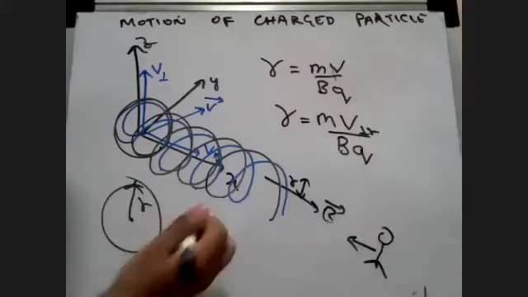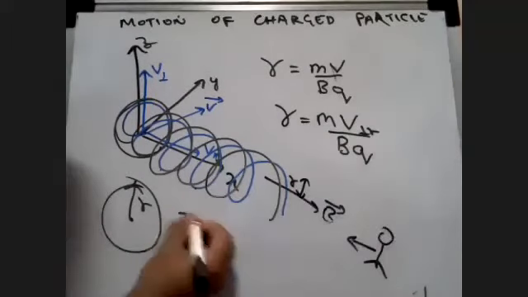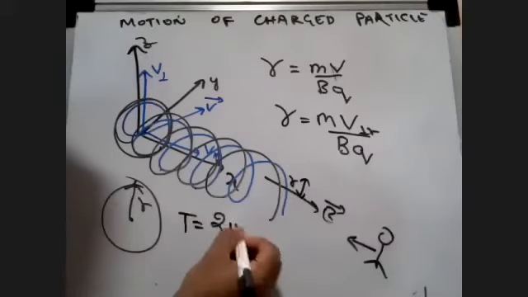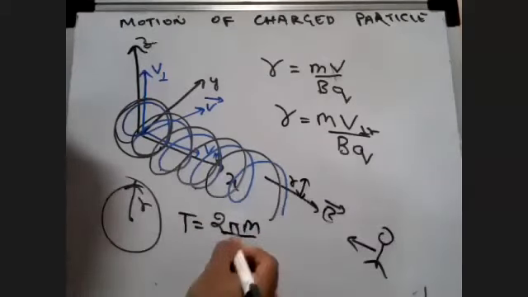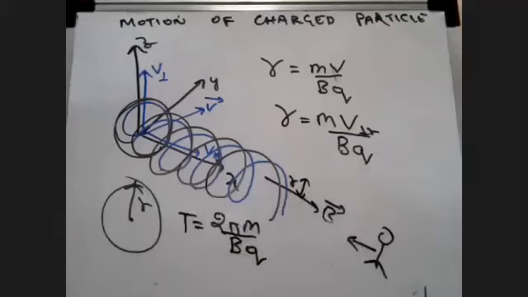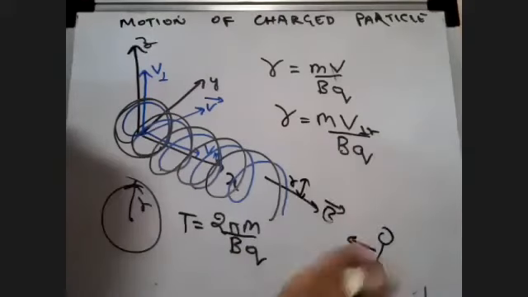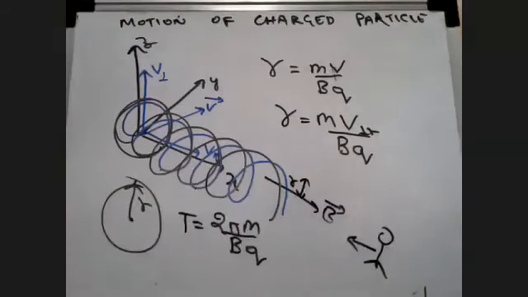We also know, and I don't need to keep explaining, that the time period will be 2 pi m upon BQ, and we also know that pitch P is equal to what? Where should I write it? Let me write it here.